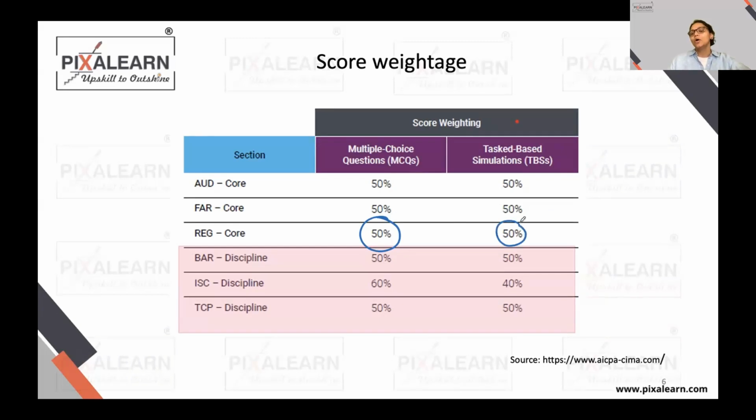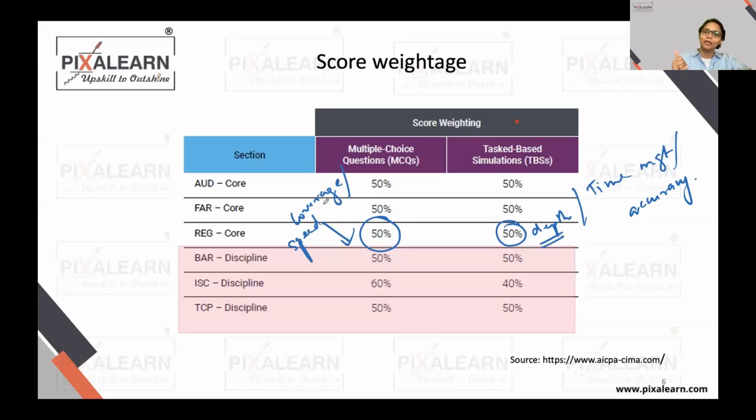Okay. So our aim should be to go for depth when it comes to TBS, to go for time management when it comes to TBS, and to go for accuracy when it comes to TBS. And our aim should be to ensure coverage when we look at the MCQs. Our aim should be to understand and look at speed. Okay, so don't leave anything. Completeness, coverage is very, very important. Keep practicing and practicing. These are the only three things which are important for MCQs. Do everything, leave nothing.